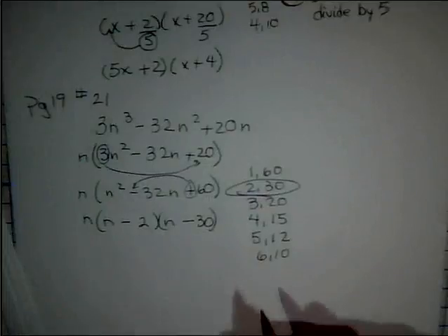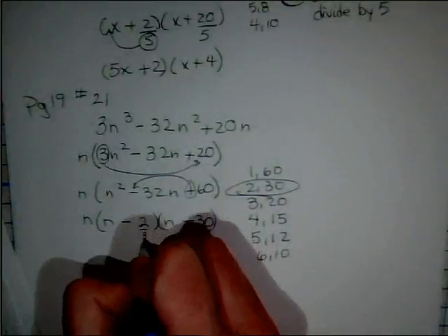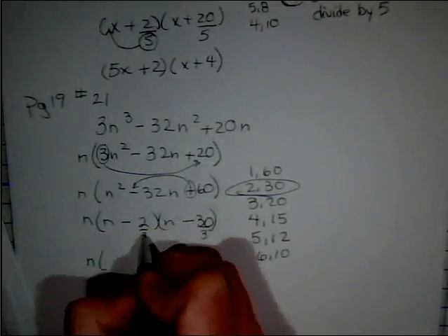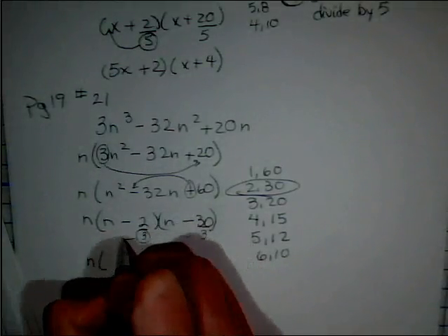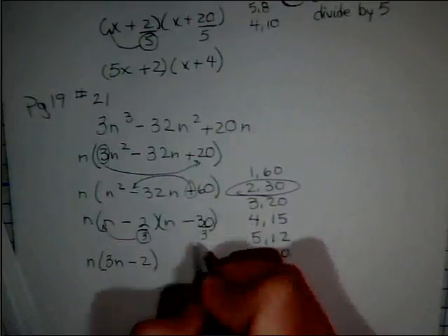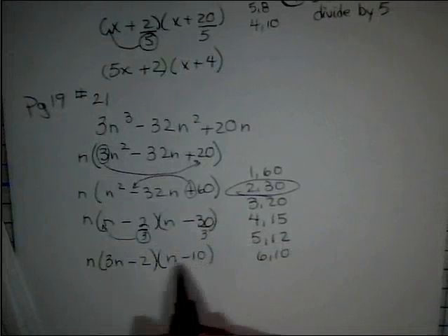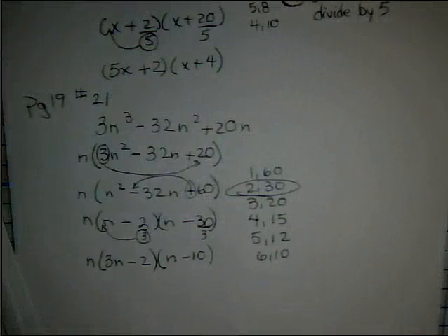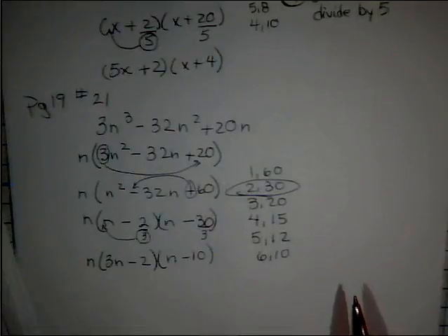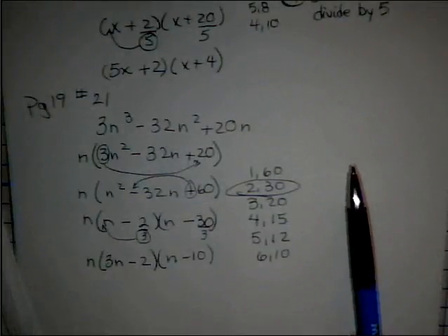Now we slid a 3, so now we need to divide by that 3. We have n times, well, this is a fraction, so we're going to slip things back in front. So 3n minus 2, and this works out nicely. If you multiply that all back out, that's going to give you the question that you started with on page 19, number 21. That's it. Email me if you have questions.